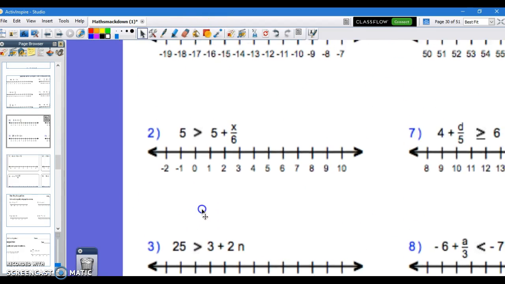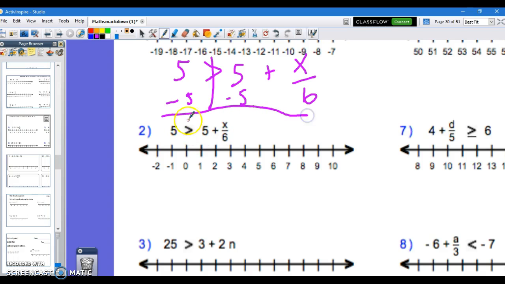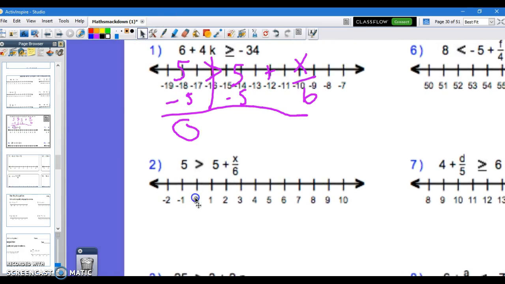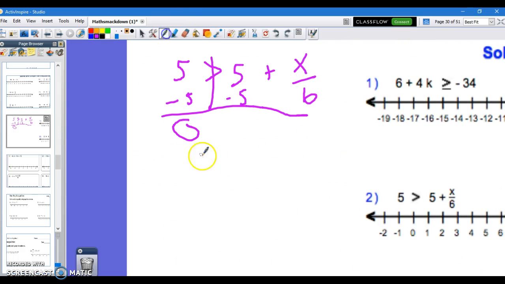Okay, there we go. So now I'm going to do, let's see, 5 is greater than 5 plus x over 6. Okay, get rid of this 5 first. Notice how that left me 0. See that? Just get that out of the way for a second. That left me 0. Now, this also leaves me, with the greater than sign, this also leaves me 0.